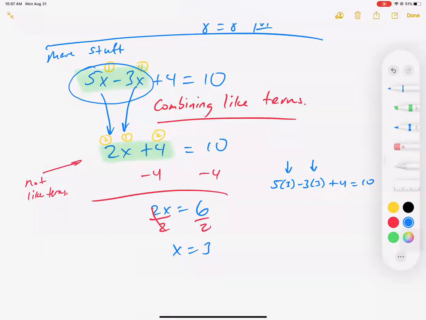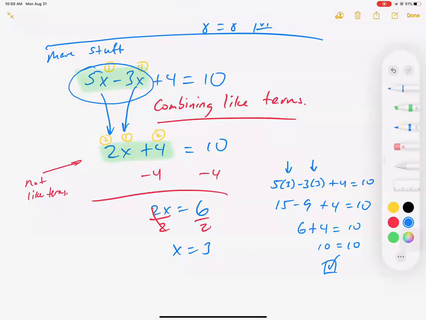Let's go finish up the math. 5 times 3 is 15, minus 9 plus 4 is equal to 10. If I combine these together, 15 minus 9 is 6. 6 plus 4 is 10, and that is a true statement. Now, that's great. We found the value that works.